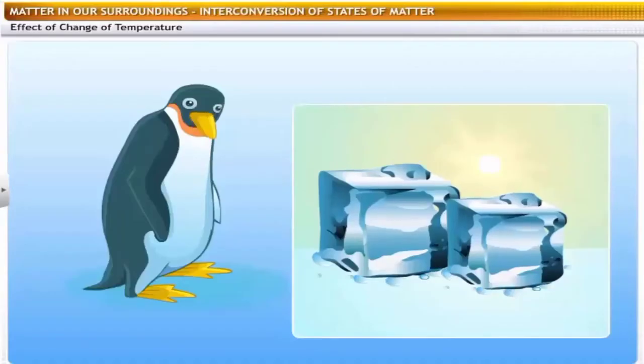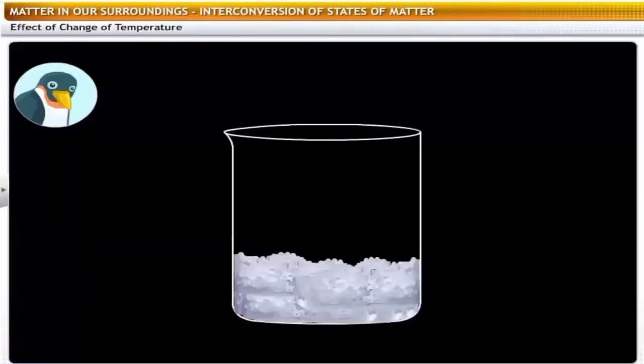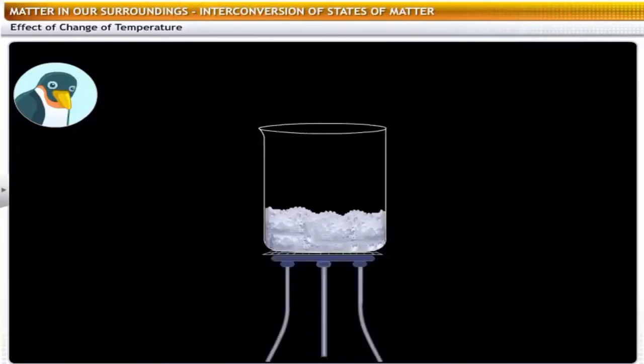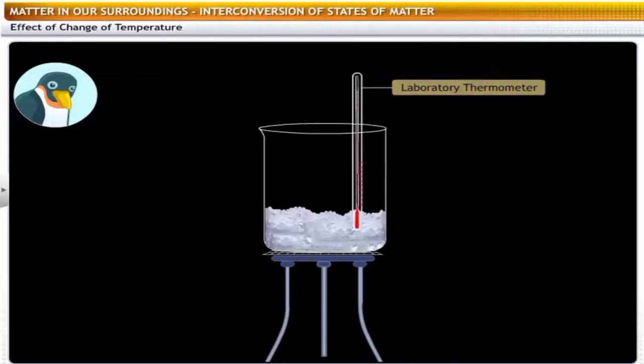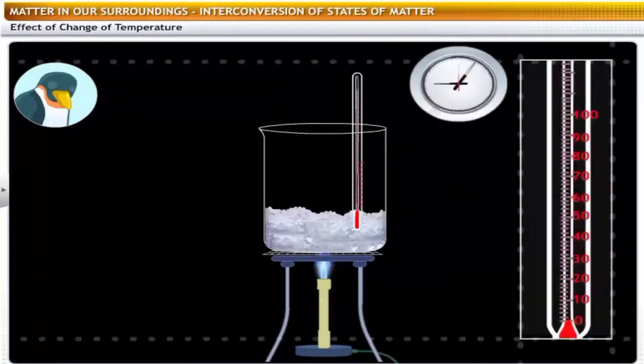I don't understand. Why does ice melt on a sunny day? To understand the melting of ice, let's perform an experiment. Take about 150 grams of crushed ice in a beaker and place it on a tripod. Next, suspend a laboratory thermometer into the ice in the beaker. Then, heat the beaker with a Bunsen burner. Remember to note down the reading of the thermometer every half minute.